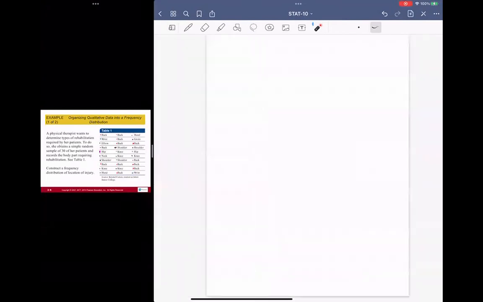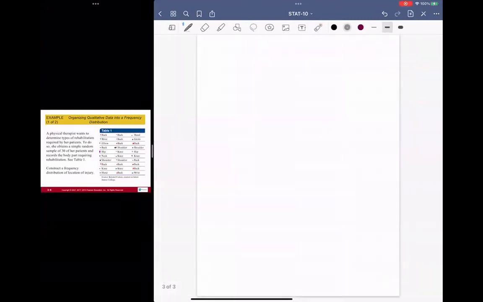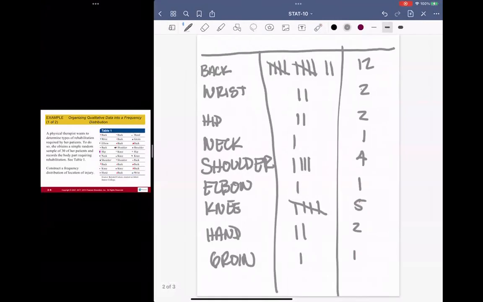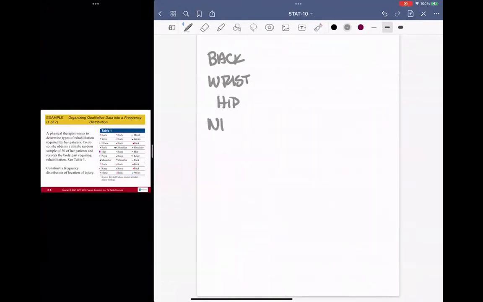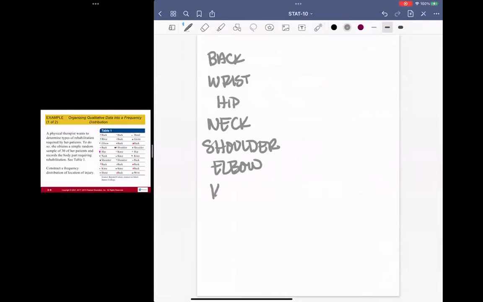Now that we have that, let's go ahead and rewrite it. So we have back, wrist, hip, neck, shoulder, elbow, knee, hand, groin.